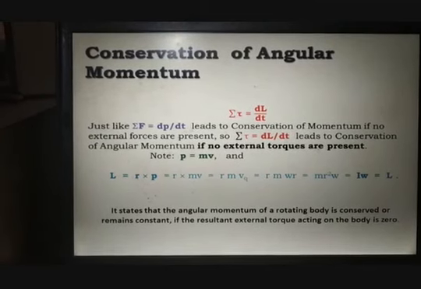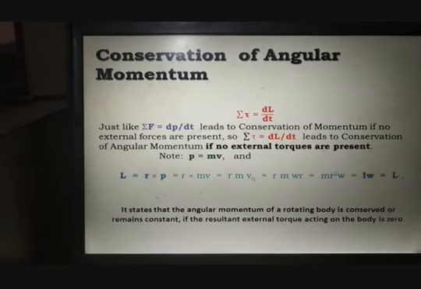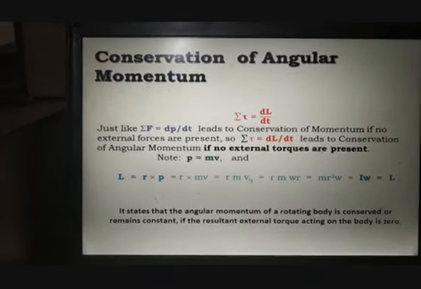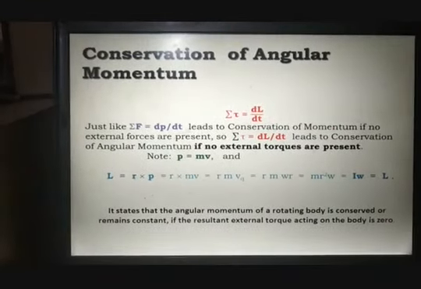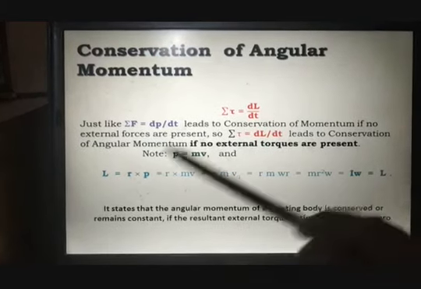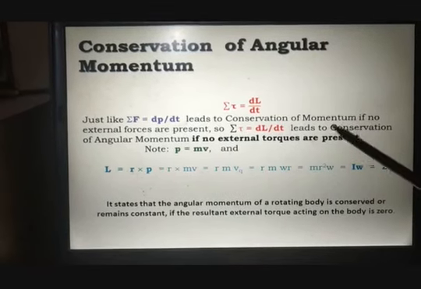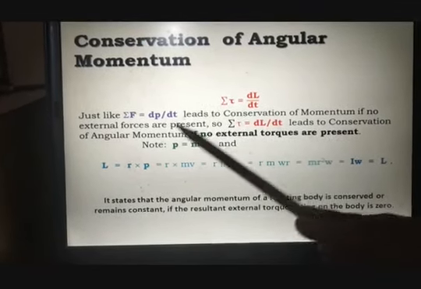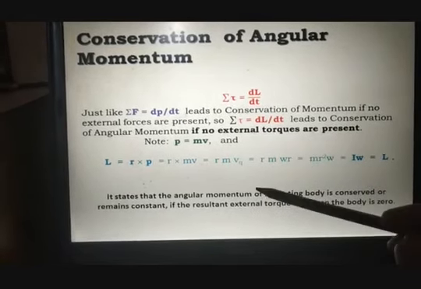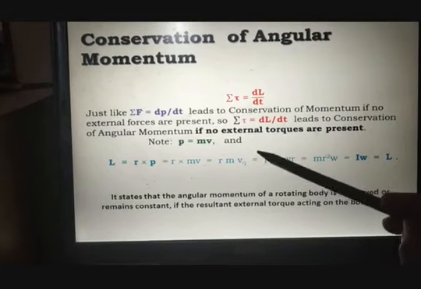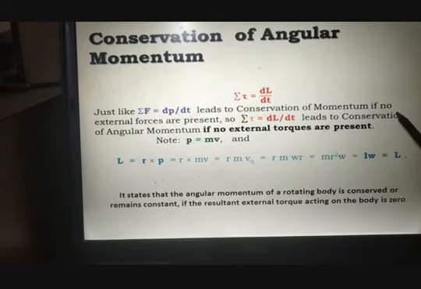Last year you studied conservation of linear momentum. That was in the case of translational motion. Now in this rotational chapter we are only studying the analogous terms. As you know, F is equal to dp by dt leads to conservation of linear momentum when no external force acts. Unless there is an external force, the momentum of that system will remain constant. This is the law of linear momentum conservation which you studied last year.